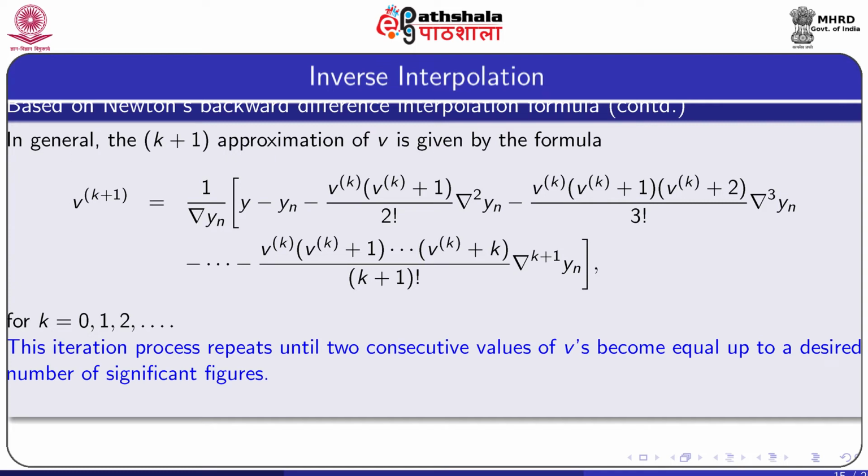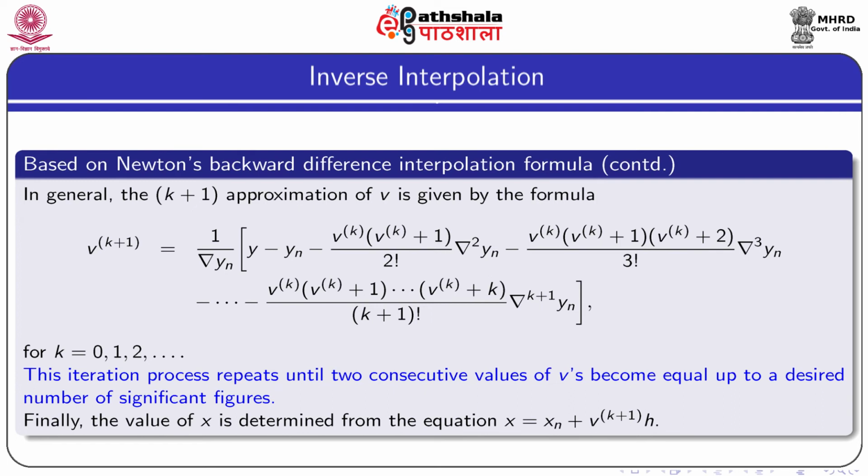This iteration process repeats until two consecutive values of v become equal up to a desired number of significant figures. Finally, the value of x is determined from the equation x equal to xn plus v k plus 1 into h. So, using this formula we can finally obtain the value of the unknown variable x for given values of y.